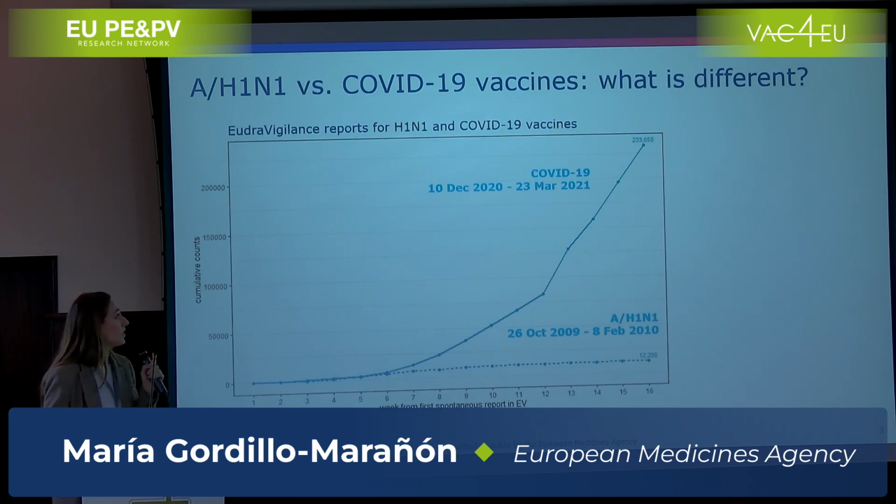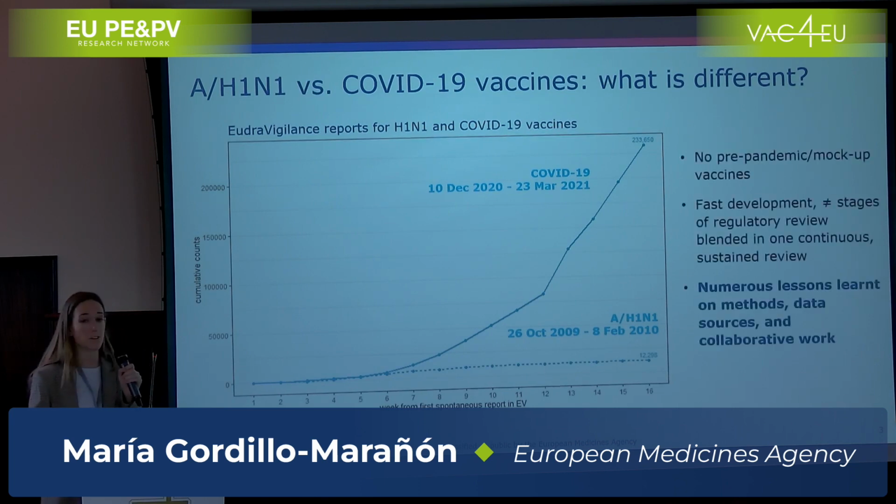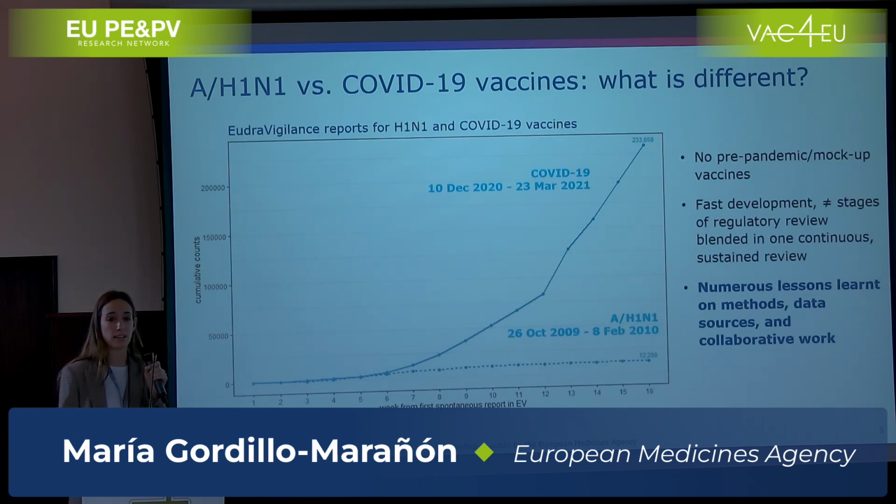Another challenge for the COVID-19 vaccines was that there were no pre-pandemic or mock-up vaccines, so this led to a fast development of vaccines authorized following the rolling review, which is a regulatory tool used by EMA to speed up the assessment of promising medicines under public health emergencies. This whole experience led to numerous lessons learned on methods, data sources, and collaborative work, and I will present some of this in the next slides.